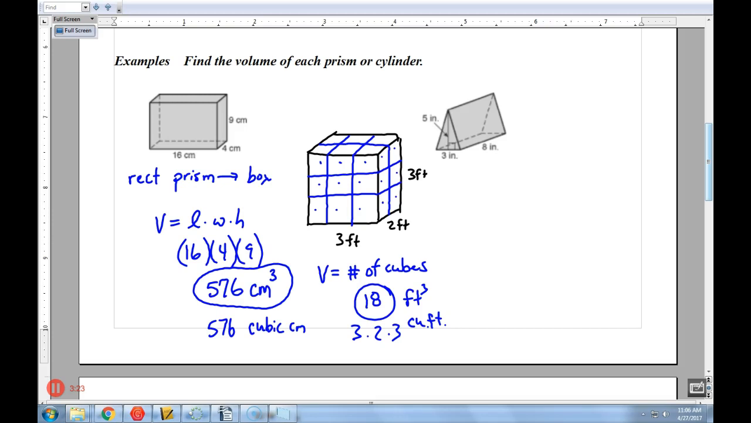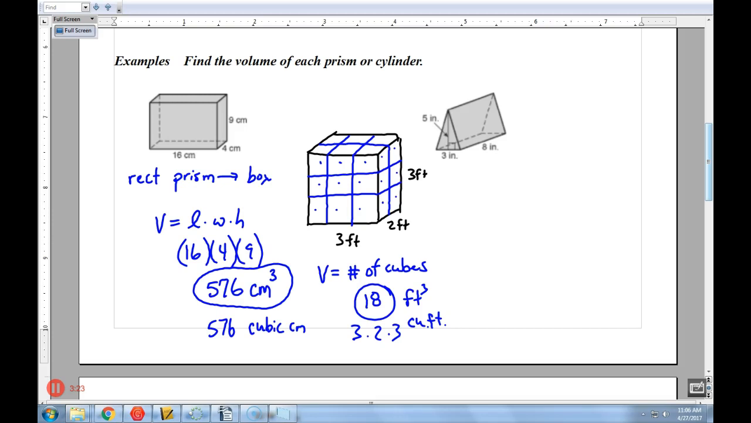Sometimes when you are building and you want to install a gas fireplace, there's usually a certain amount of cubic feet that has to be in the room to support the fireplace. So it has a lot of applications in building as well. So let's try to do this little tent over here to the side.